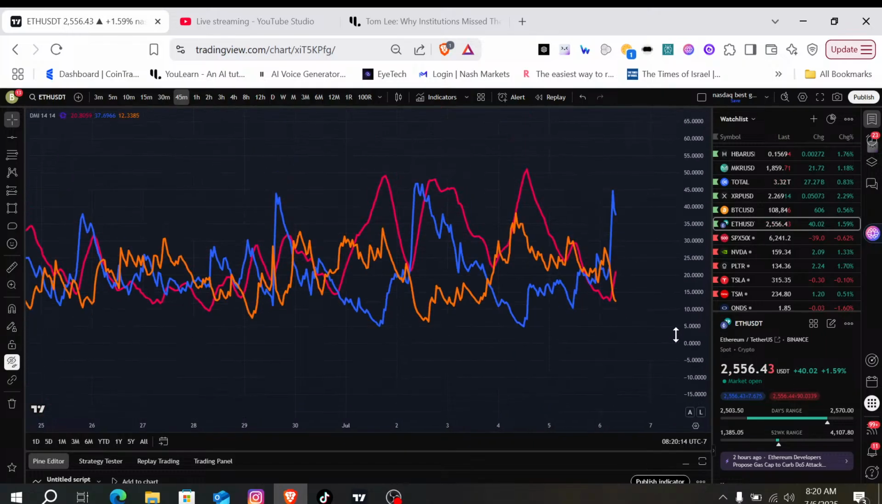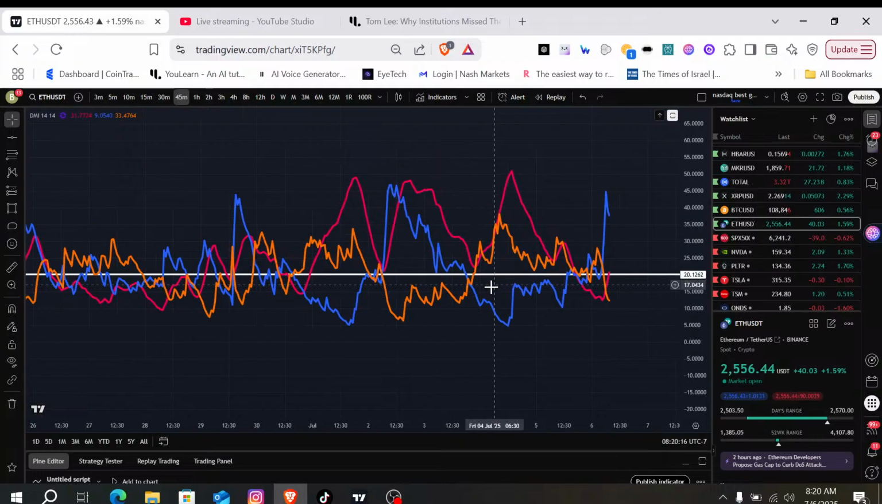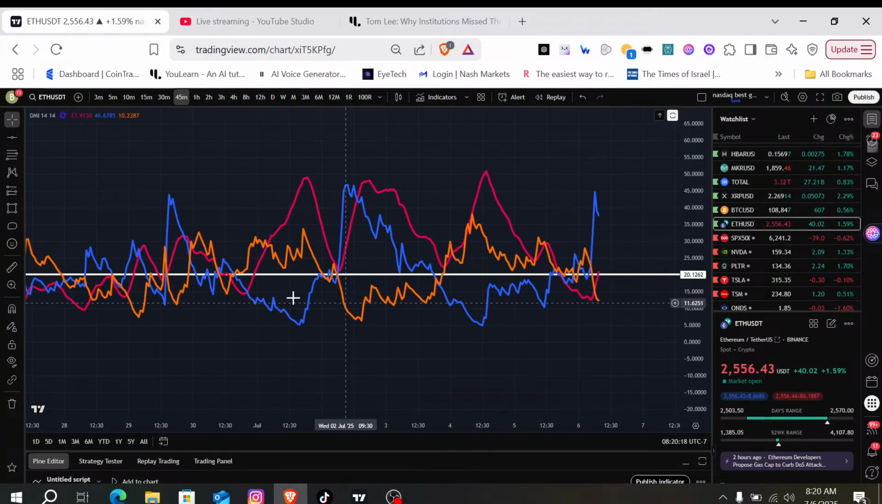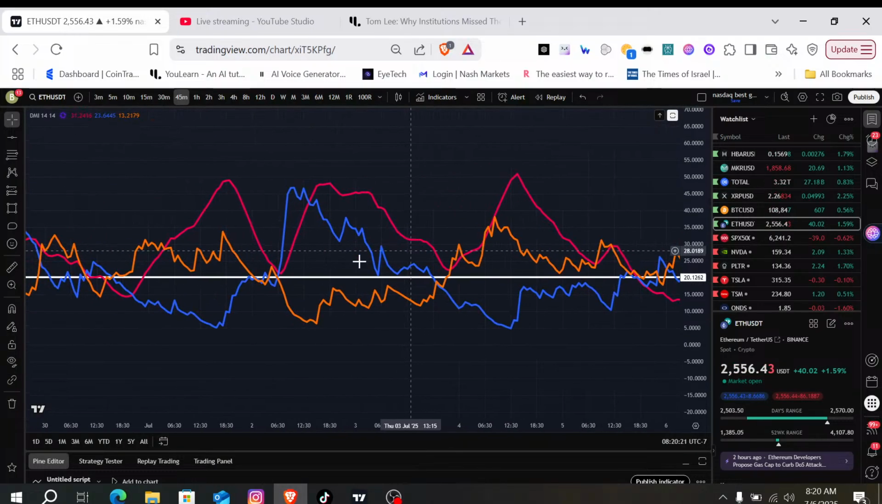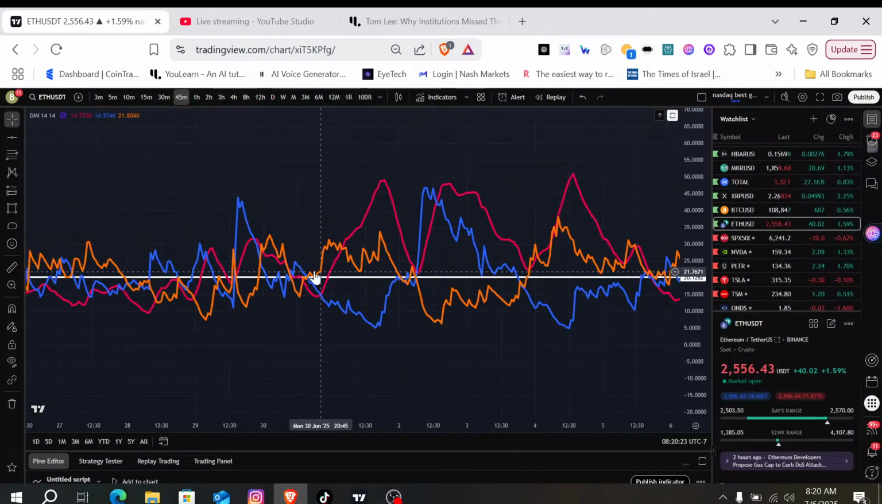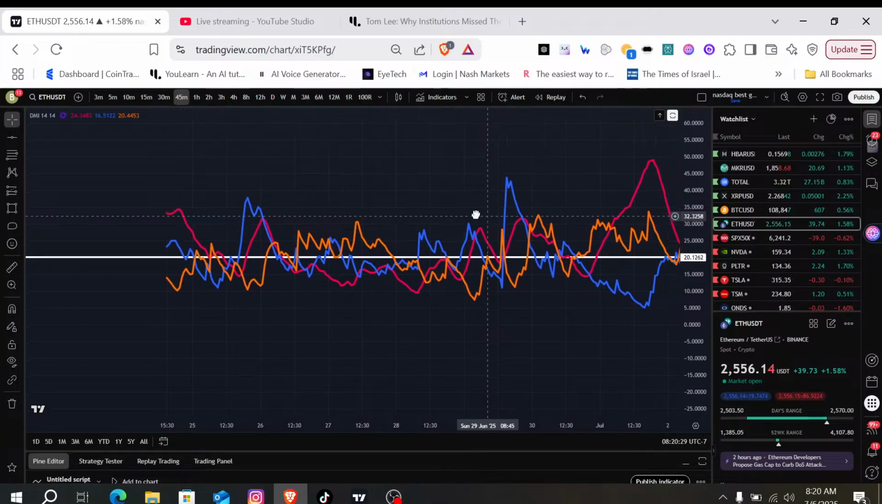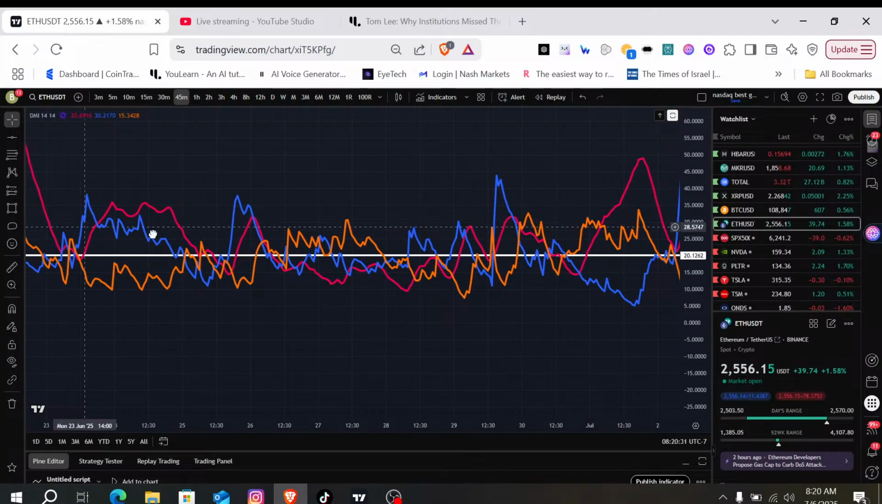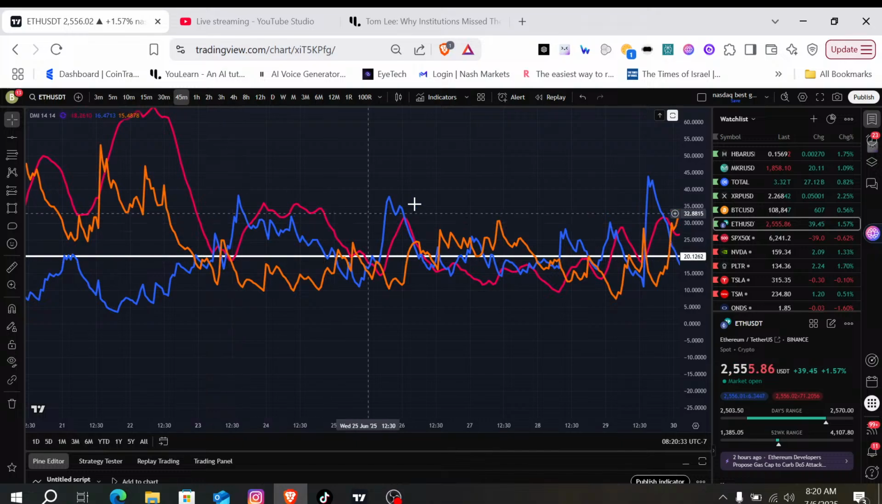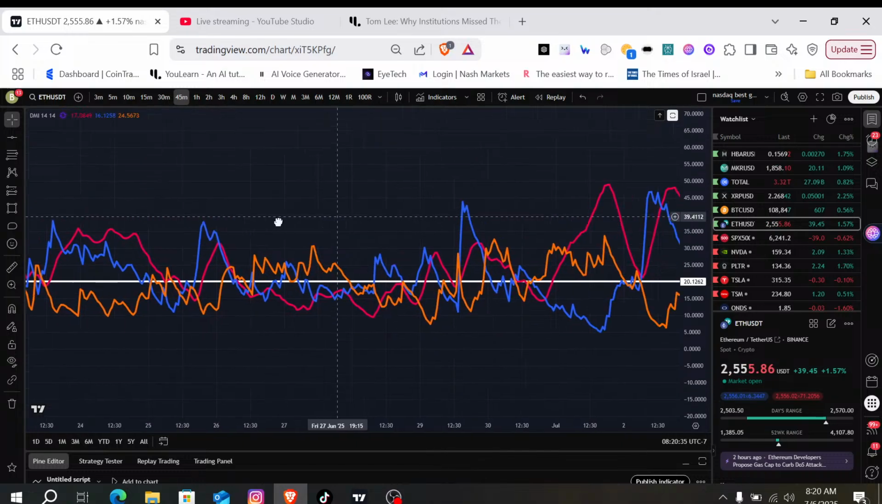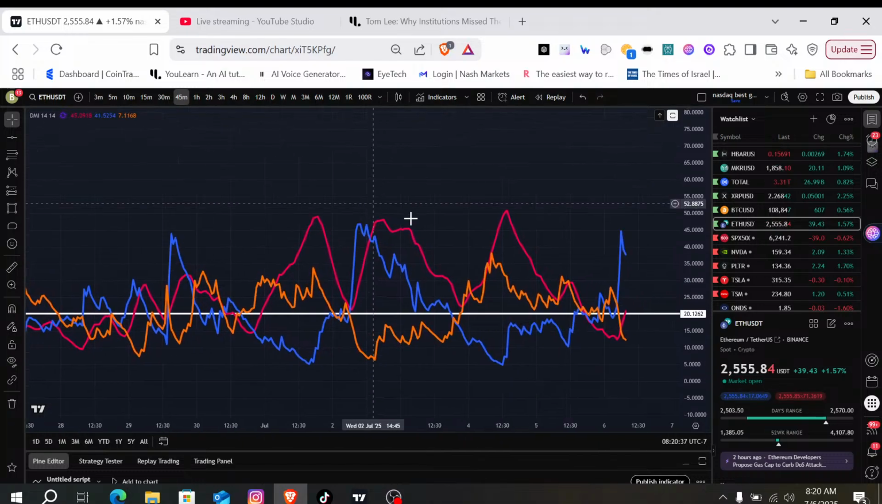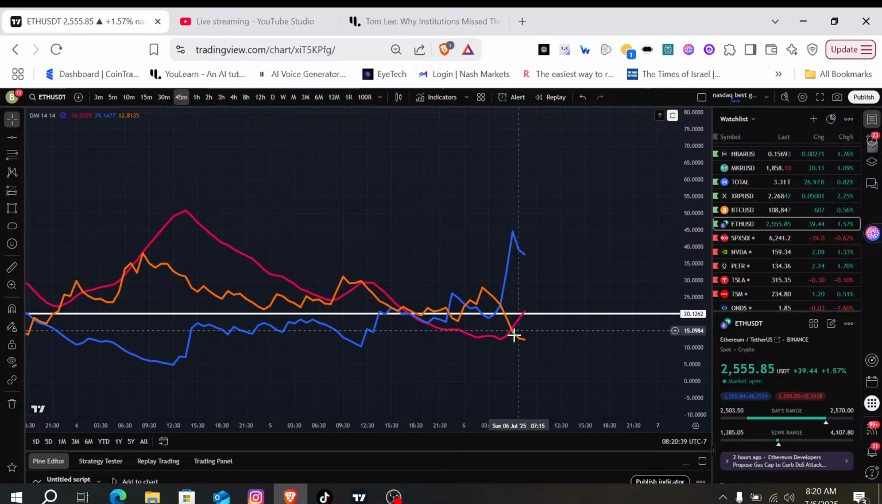This other indicator right here, I normally use. So when you see these lines go below this white line right here, especially after a big move, like this right here, it tells you that a big move is coming. Or when they're all tied below, there's a big move coming, like right here.